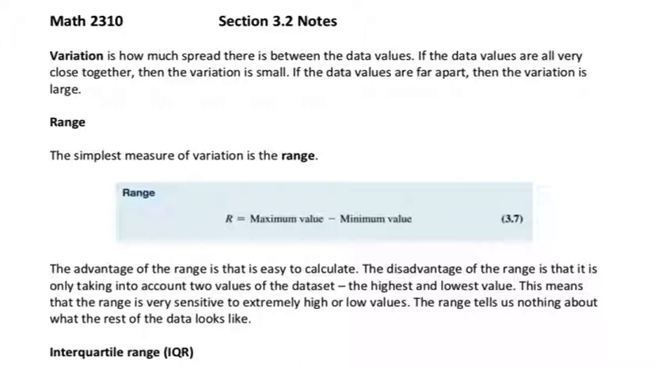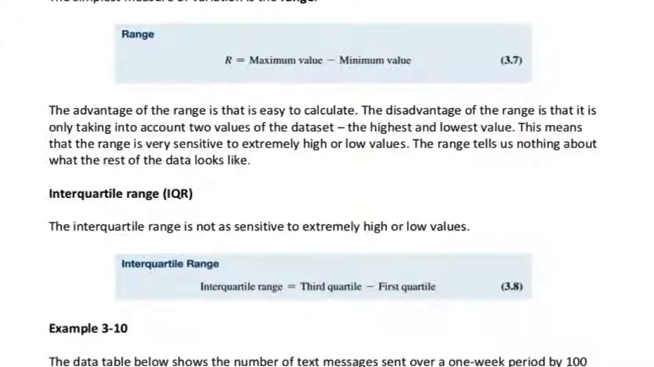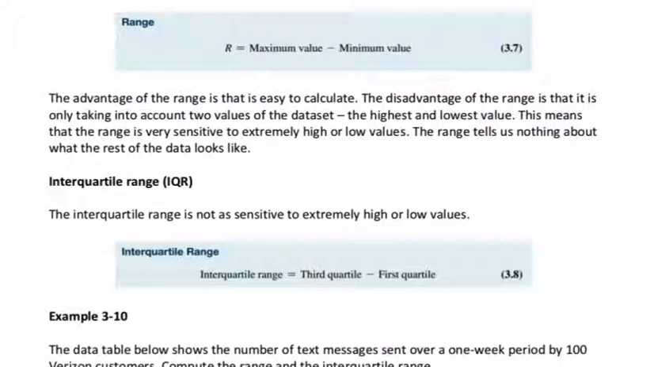Our first measure of variation that we're going to discuss is the range. And the range is nice because it's very easy to calculate. We take the largest value in the data set and subtract the smallest value in the data set. The disadvantage of the range is that it's only taking these two values into account. It doesn't tell us anything about what the rest of the data set looks like. And the range is very sensitive to extremely high or extremely low values because all it is taking into account is the highest and the lowest values in the data set. So it doesn't really give us too much information that's useful.